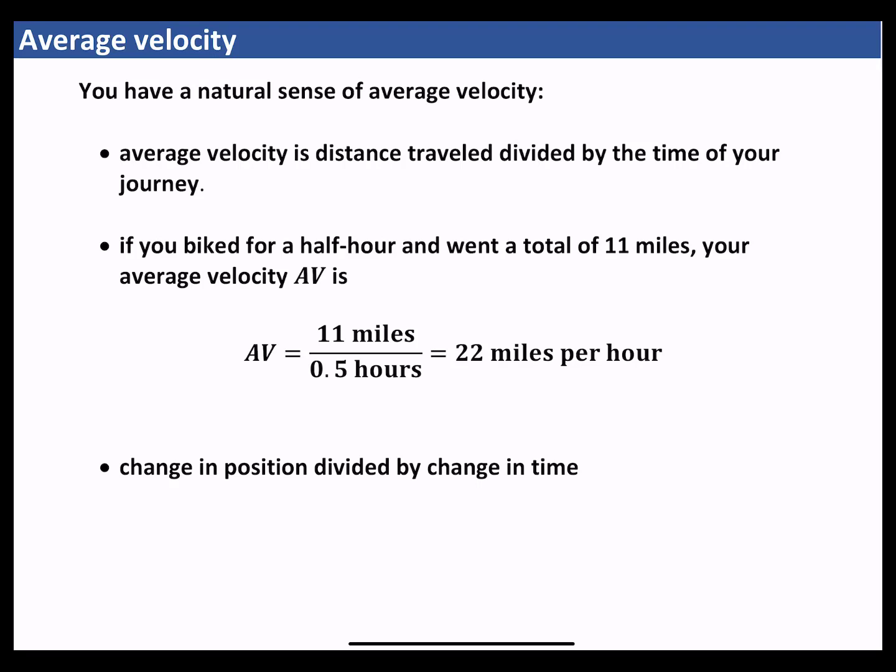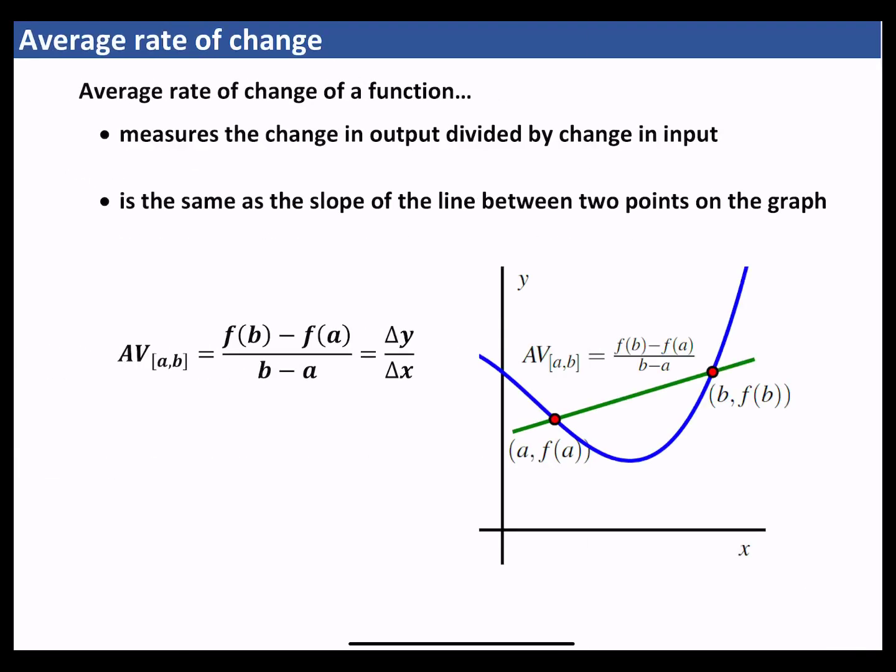When a function represents a moving object's position, we can therefore think of the object's average velocity by computing the change in position divided by the change in time. More generally, we can think about the average rate of change of any function, regardless of its context, by computing the change in output divided by the change in input on a given input interval.